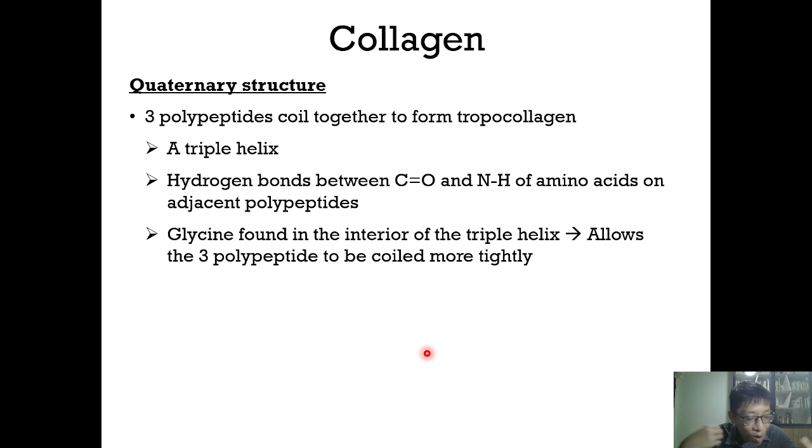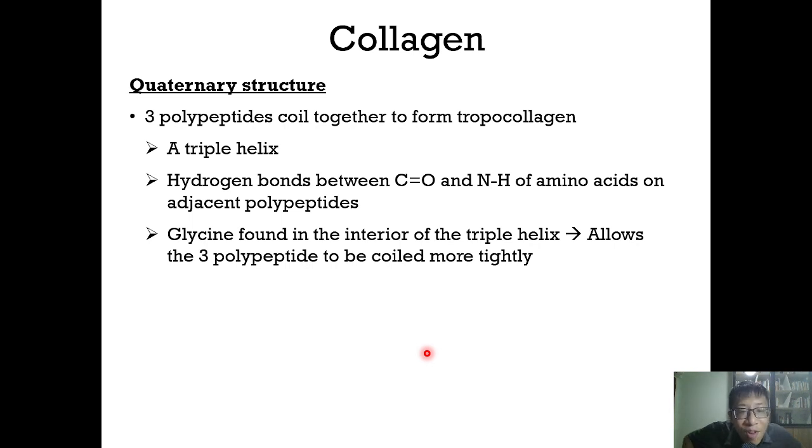So just in the first SLS lesson, you learned that for quaternary structure, the polypeptides associate together by interactions between R groups. But for collagen, it is different. For collagen, the 3 polypeptides in the tropocollagen associate together via only hydrogen bonds, and the hydrogen bonds are formed between peptide bonds, between CO and NH of amino acids found on different polypeptides. So it's very different from a typical quaternary structure.